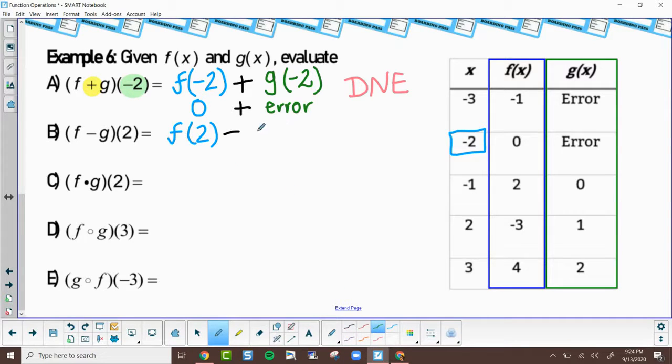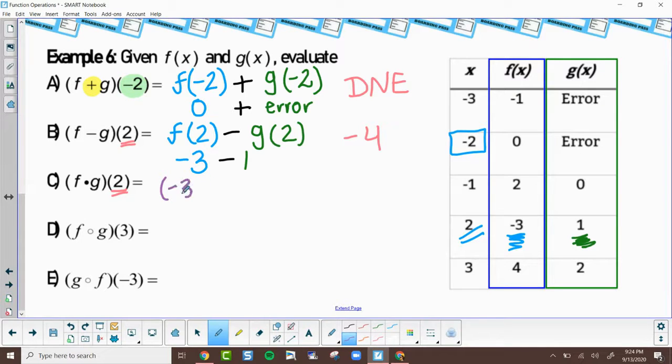minus g of 2. I think this is positive 2. All right, so here I'm going to look for f of positive 2. So that's right here, negative 3. Looking at the table, and then I've got g of positive 2. It's positive 1. Oh, that's a nice number, so I get negative 4. All right, looks like I get to multiply. Here's the good news, it's still 2. So I'm just going to use the numbers that I had above, make that a little bit easier.